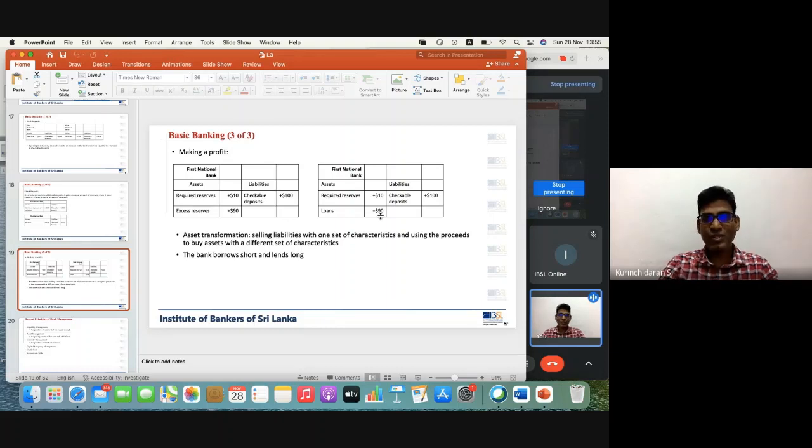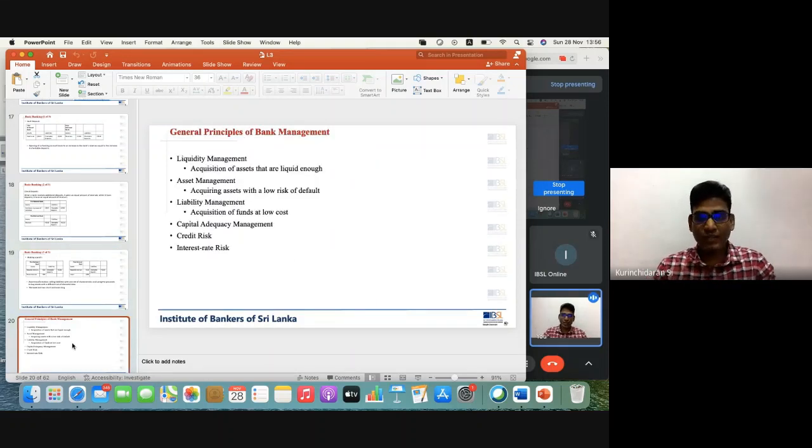So if the central bank wants to have 100% as a reserve, you cannot make any loans. But when the central bank says 10%, you can lend 90% of your deposits. So this is the basic business, right? How much you can lend is based on the reserve requirement. We call it in Sri Lanka SRR, statutory reserve requirement. Is that okay? I hope that's clear.